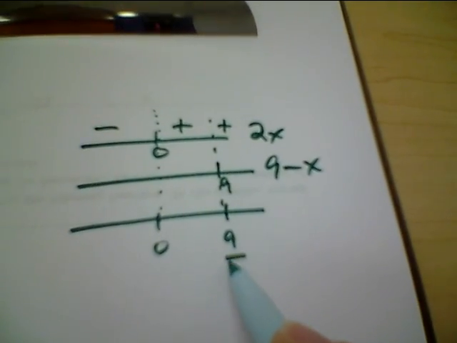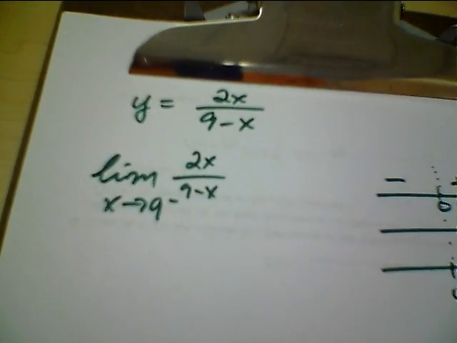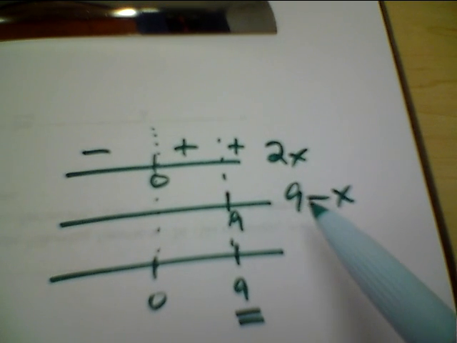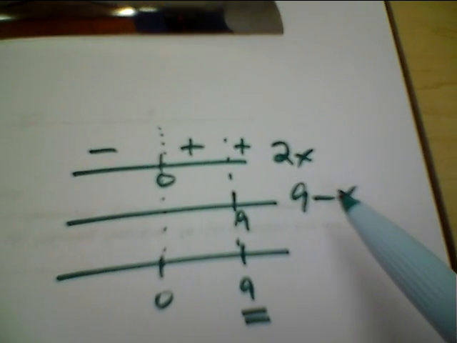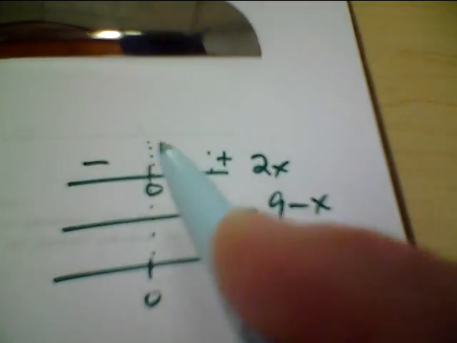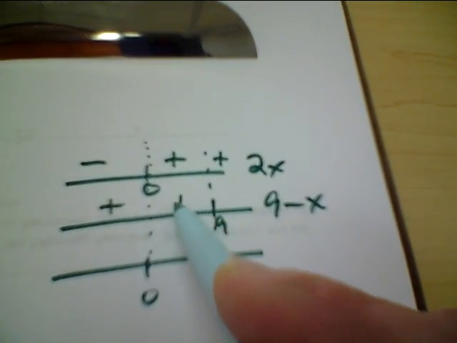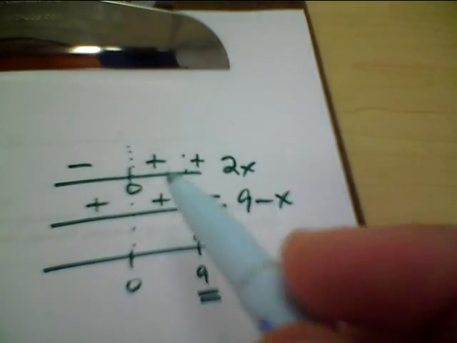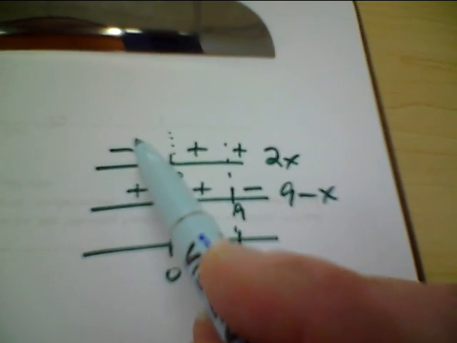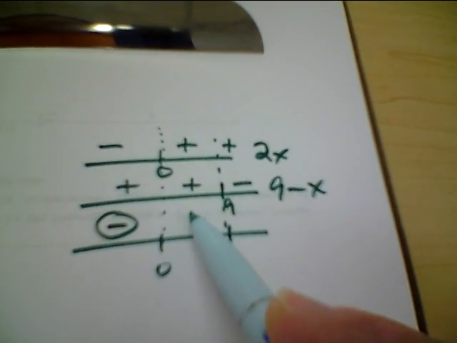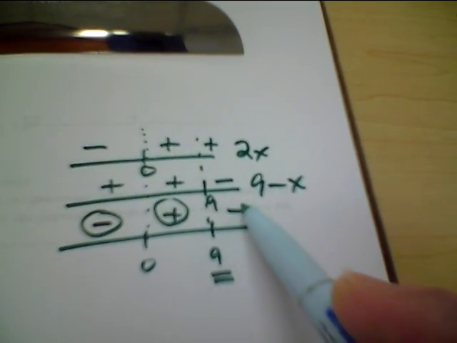And then I'm going to focus on what's happening around this point 9, because I want to know what happens as x gets arbitrarily close to 9. So I'm concerned about this line. Now 9 minus x is a line with negative slope, so that means it's going down to the right. So it's positive to the left of 9 and then negative to the right of 9. So this is different than some of the examples we've been doing in class. And then I have 2x divided by 9 minus x: negative divided by positive is negative, positive divided by positive is positive, and positive divided by negative is negative.